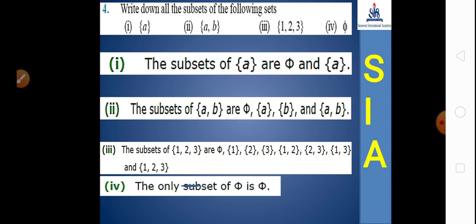Next. Fourth one, null set. Null set is a subset of itself. Therefore, only the null set has a subset, itself. Means the answer for the null set is only the null set. Continue.